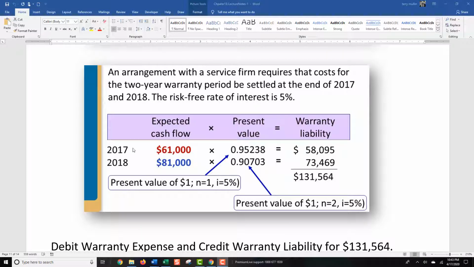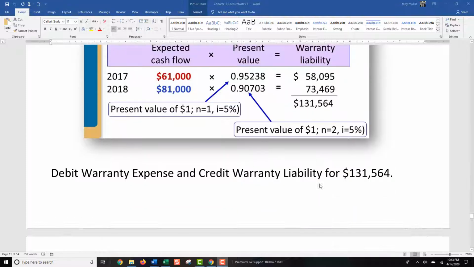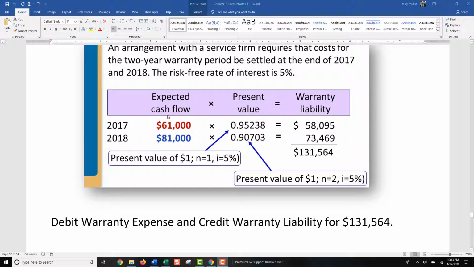So look at your present value factors, which we haven't really talked about yet. Hopefully you remember that from financial accounting. And then you'd make your calculation and put on your product warranty liability. So you debit the warranty expense and credit the liability for 131,564 based on these expected cash flows, but you'd use the time value of money calculation to calculate what that number would be.